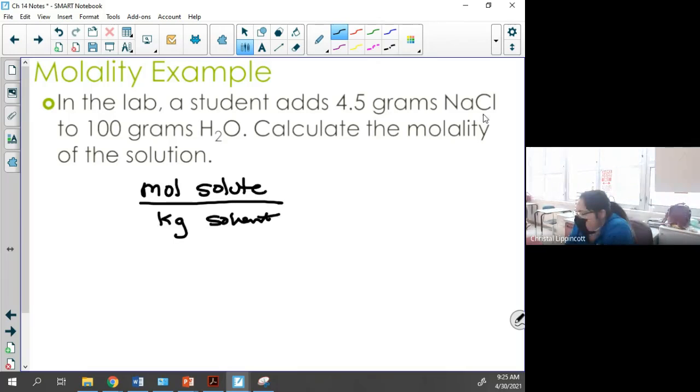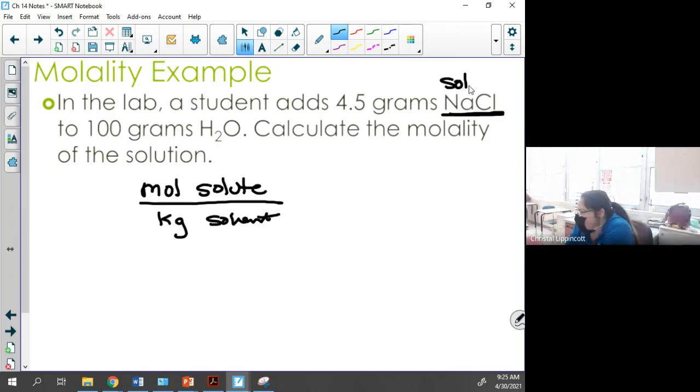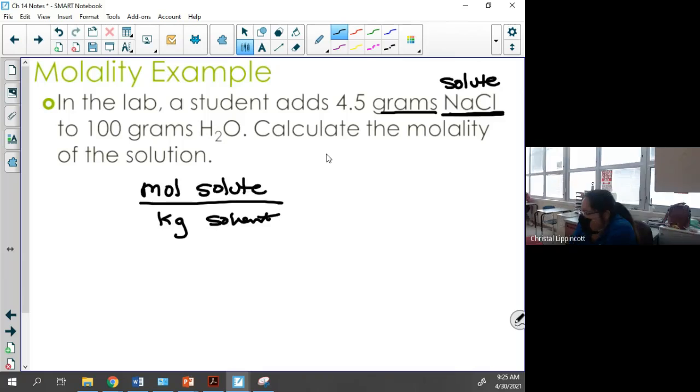So we need to identify what this is. Is this a solute or is this a solvent? How do you do that? Like the way the question is phrased. Well, which one would get dissolved in the other? Right, this is going to get dissolved in the water. So that makes the NaCl the solute, which means that we need to convert these grams into what? Moles. So we're going to take 4.5 and divide that by 58.5, and that's going to get us into moles.